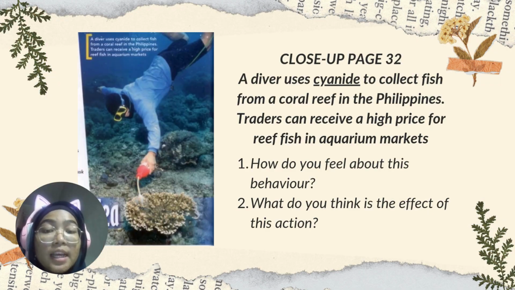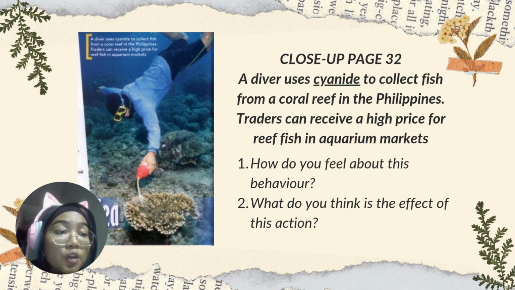Okay, students, now let's take a look at this picture from your Close-Up textbook, page 32. The picture shows a diver using cyanide, which is a type of highly poisonous chemical, in order to collect fishes from a coral reef in the Philippines. This is because traders can receive a very high price for reef fish in aquarium markets.